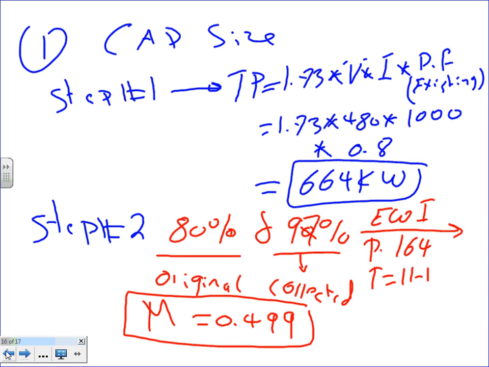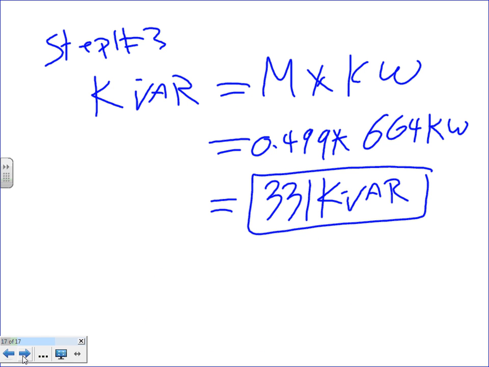Okay, guys, step number one, find the kW. Step number two, find the M, the multiplier. Step number three, multiply the multiplier by the kW, and that's how you find the size of your capacitor. Except, Brad, you're not going to go buy this 331. They don't make them. So what are you going to do? You're going to find the standard.